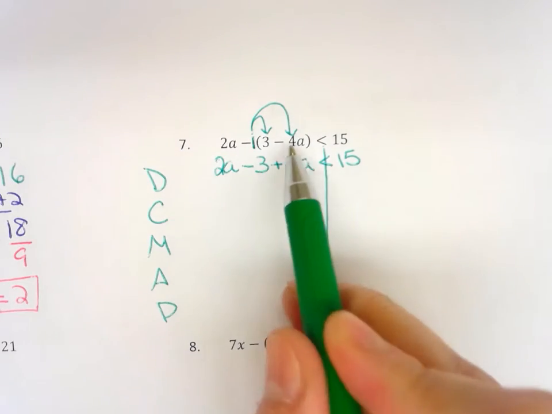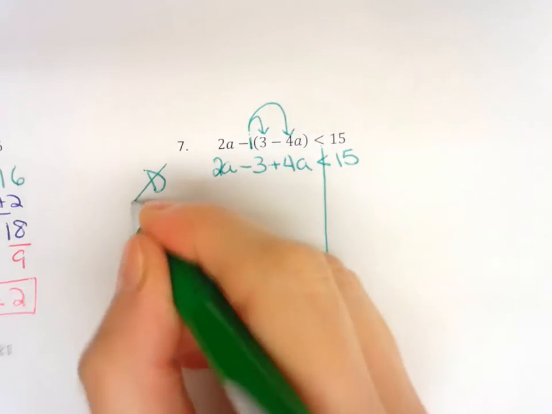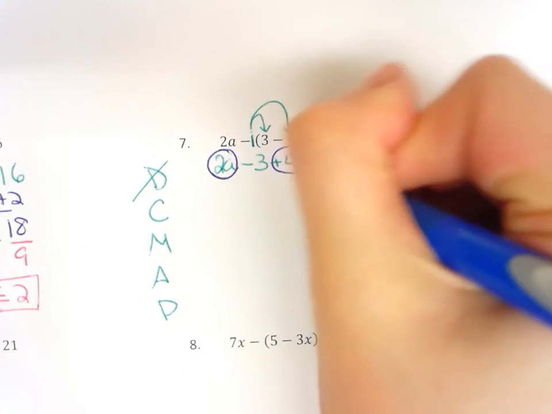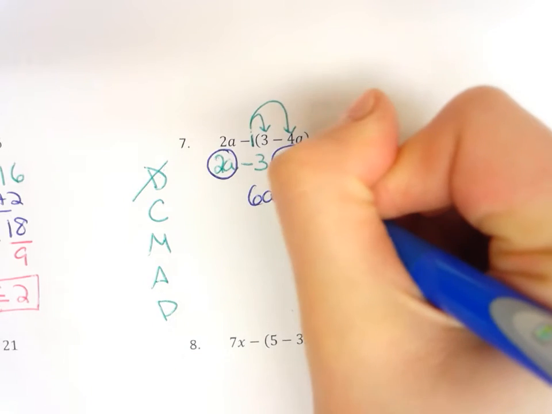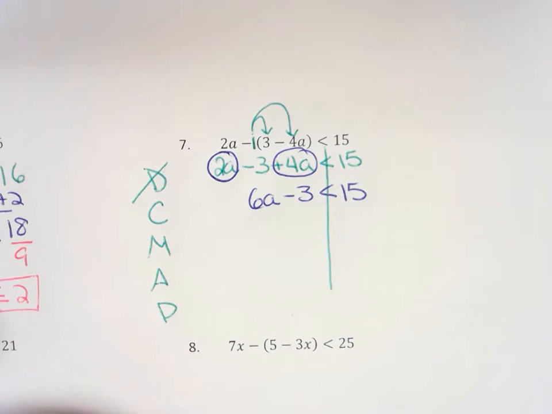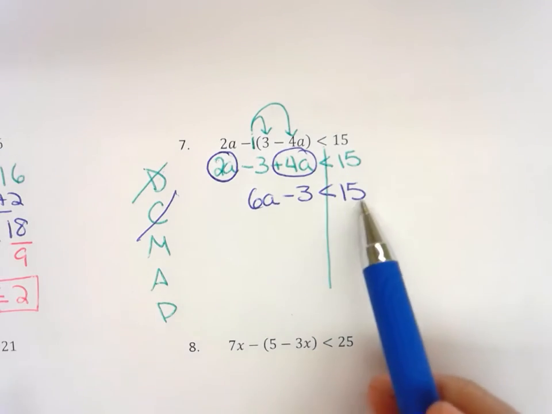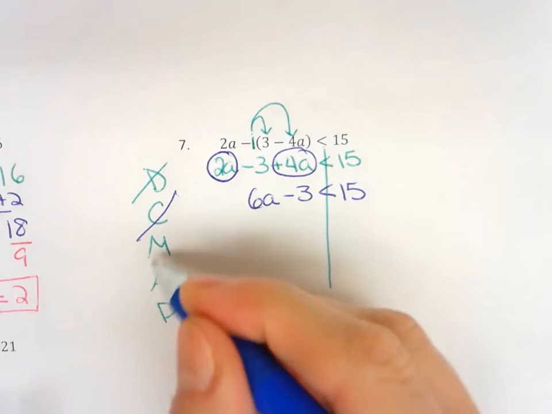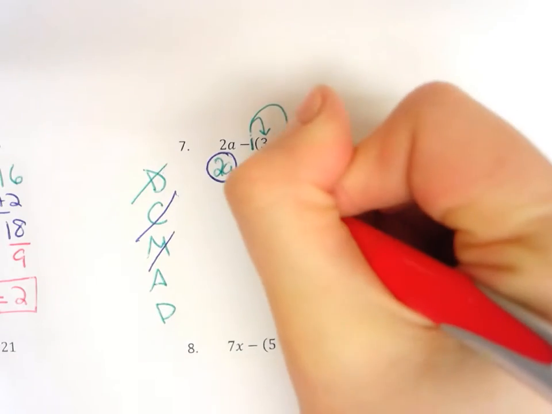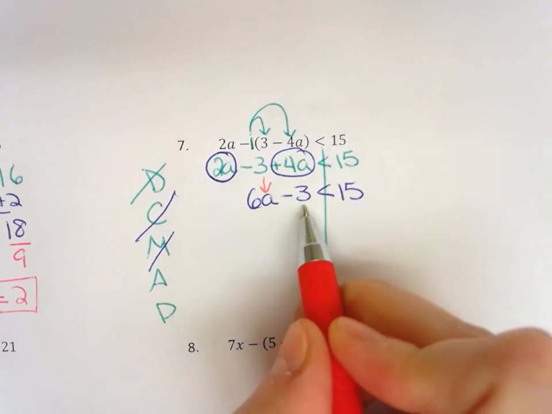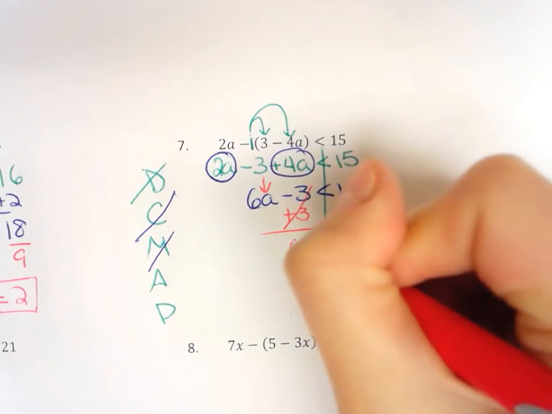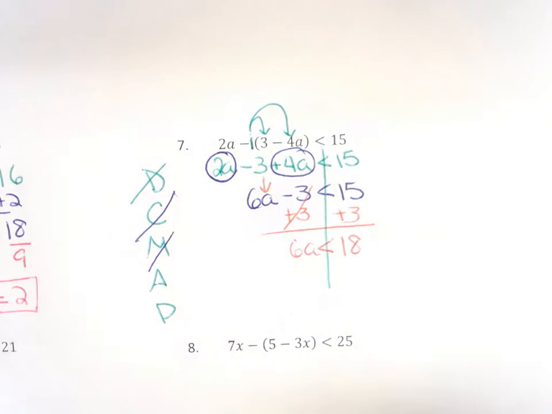That's one of the biggest errors that we make. So I distributed. Now I've got to combine like terms. So 2a plus 4a gives me 6a. I still have the minus 3, and this is less than 15. So we distributed, we combined like terms. All of our letters are already on the right, so that step's gone. Now we've just got a two-step problem. If I'm trying to get a by itself, that makes negative 3 the friend. So I would add 3 to each side and get 6a is less than 18.